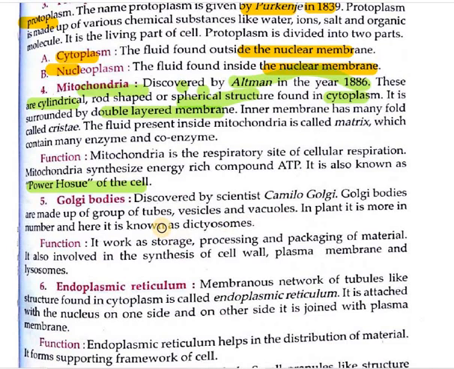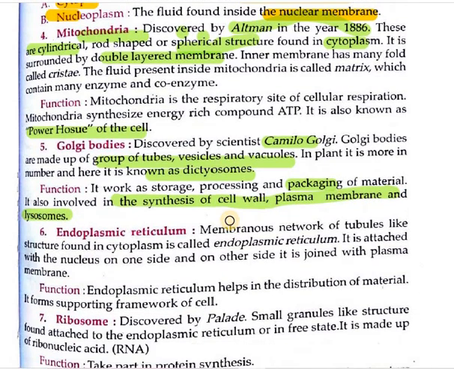Golgi bodies. What is the main function of Golgi bodies? The main function is packaging. Discovered by the scientist Camillo Golgi. Golgi bodies are made up of a group of tubes, vesicles, and vacuoles. In plants they are more numerous, and there they are known as dictyosomes. What is the function? It works as storage, processing, and packaging of material. It is also involved in the synthesis of the cell wall, plasma membrane, and lysosomes.